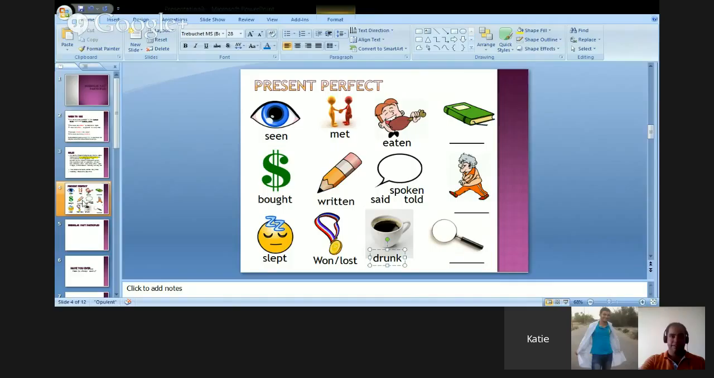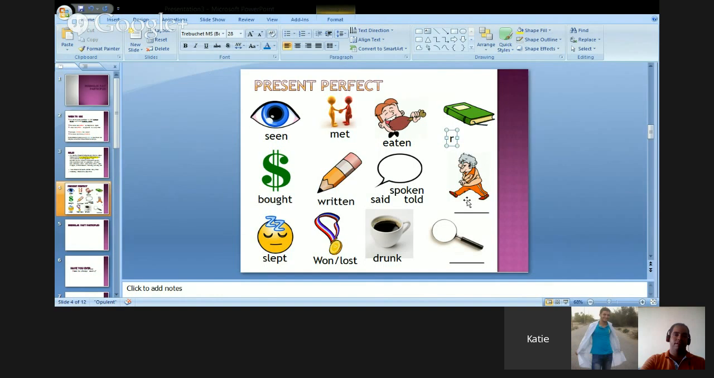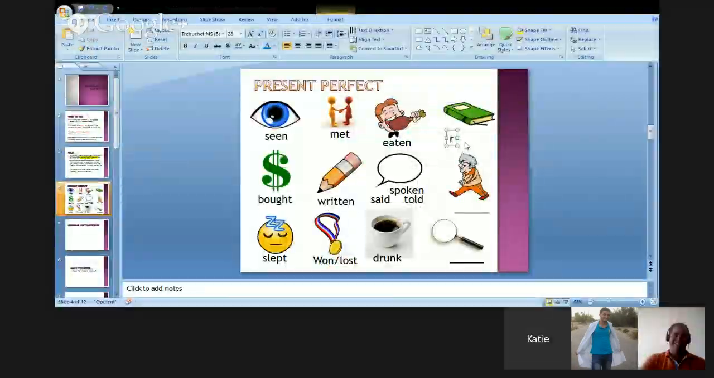And then this one up here, I've written. Yes, written. And for this one, what would this be? If you have a book, you've read.